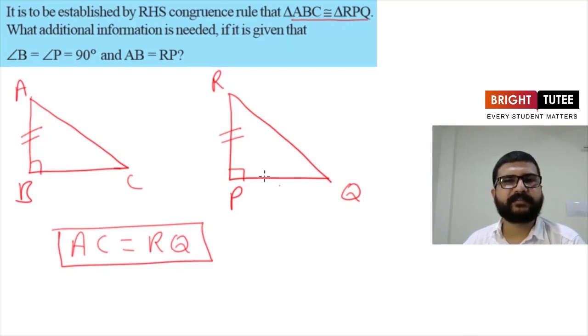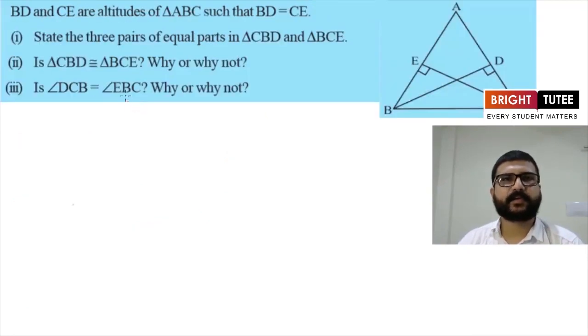If this information is given, then we can use RHS congruency rule. So the final answer for this question will be, the additional information required for this is AC is equal to RQ.